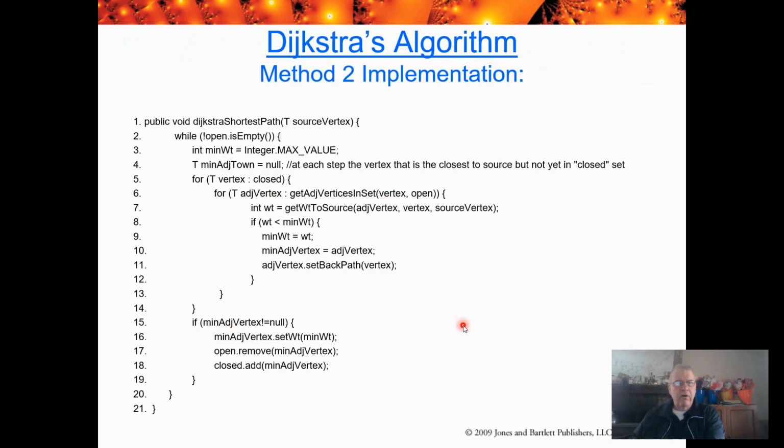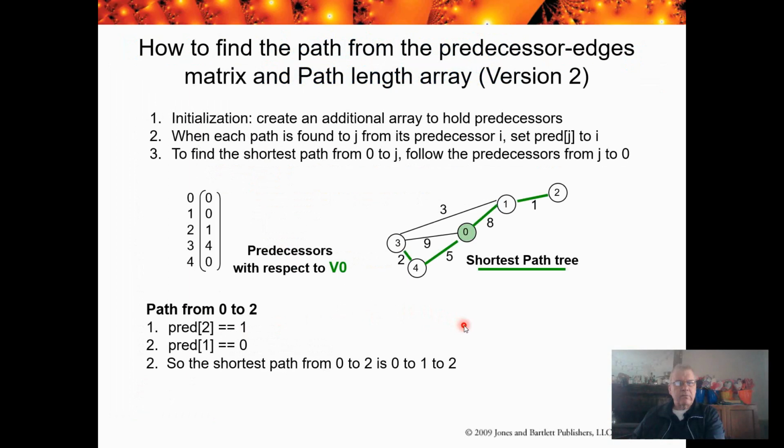So here's the code for method 2. Now you have this additional array called predecessor. The predecessor of 2 is 1. In other words, 2 goes to 1. The predecessor of 1 is 0, so 1 goes to 0, and you've easily found the path from 2 to 0, the best path. You could do the same thing from 3. The 3 back path, the predecessor is 2. The predecessor of 4 is 0, so you follow that back.